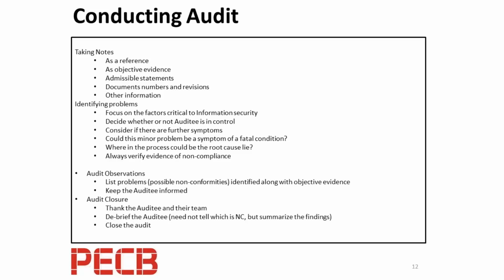And then audit observations: of course, list problems and possible non-compliance, identify the objective evidence, and keep the auditee informed. The most important thing is that it should not be a surprise for the auditee in the closing meeting. At every step, you as an auditor have to communicate to the auditee, explain to them what is going on and what you have checked. If it is a good thing, you have to explain. If it is a not so good thing, then you also have to explain.